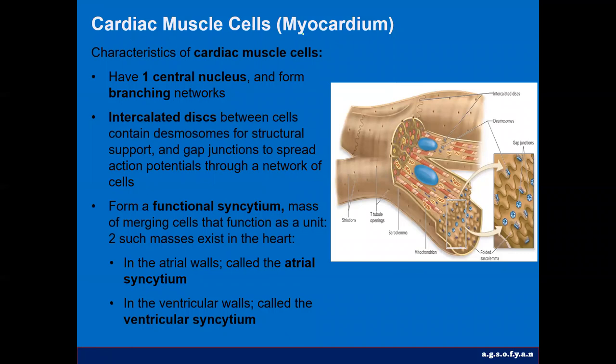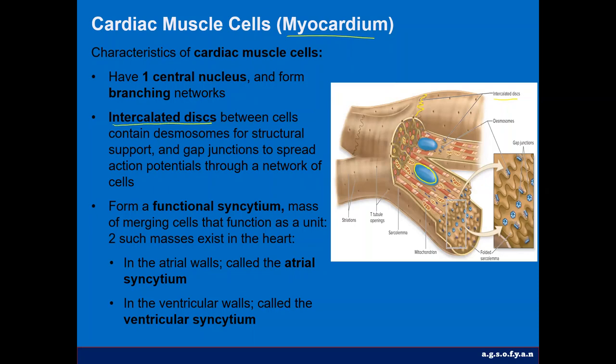Okay, cardiac muscle is also known as the myocardium. Myo means muscle, cardium means the heart. So the cardiac muscle, if we compare with the skeletal muscle, is shorter. Therefore, cardiac muscle only has one central nucleus, and we will be able to see the border between one cardiac muscle and another cardiac muscle, and this border is known as the intercalated disc. Okay, the intercalated disc is the border between one cardiac muscle and another cardiac muscle.